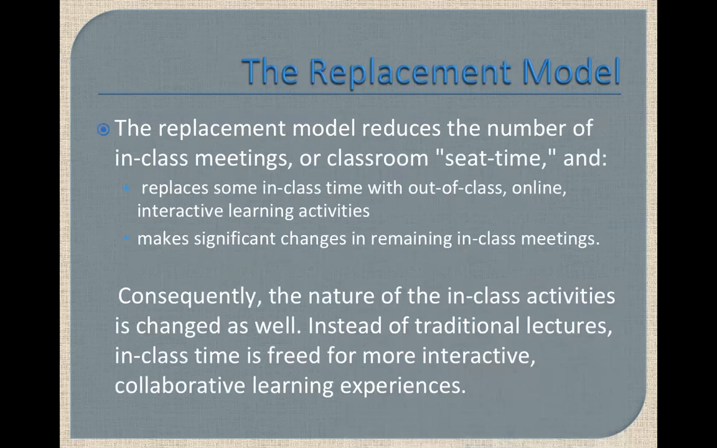Whereas the replacement model reduces the number of in-class meetings, or classroom sitting time, basically. So where we are reducing this area, it replaces some in-class time with out-of-class, online, or interactive learning activities. So some are in class, some out of class, and some in the interactive zone. As I said, peer groups meet together, they are given projects, sessions, workshops, and also self-learning modes. So each one is being replaced by one or another, which makes significant changes in the remaining in-class meetings as well, right?